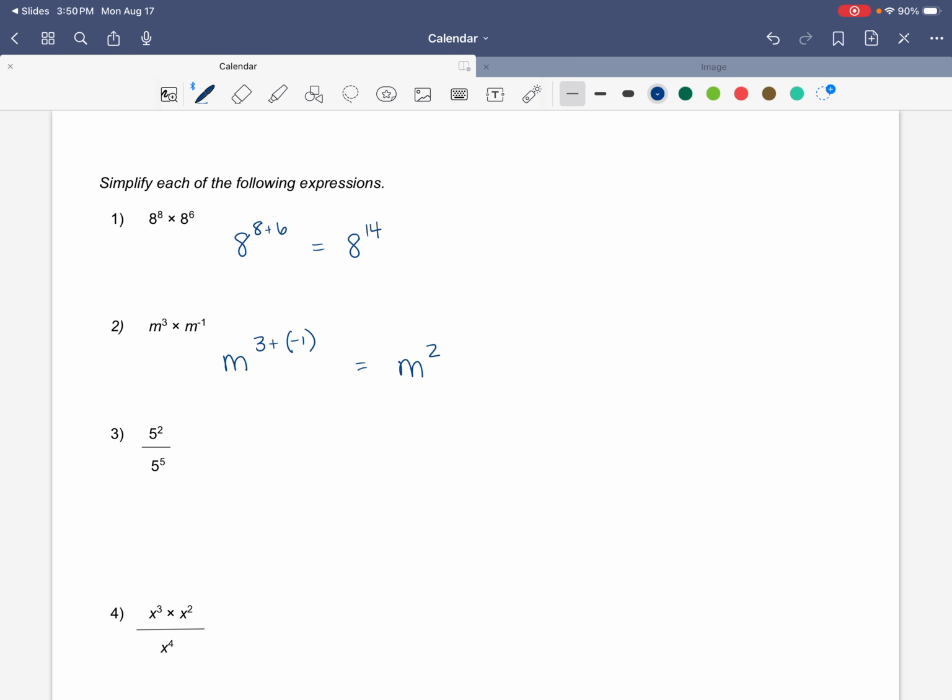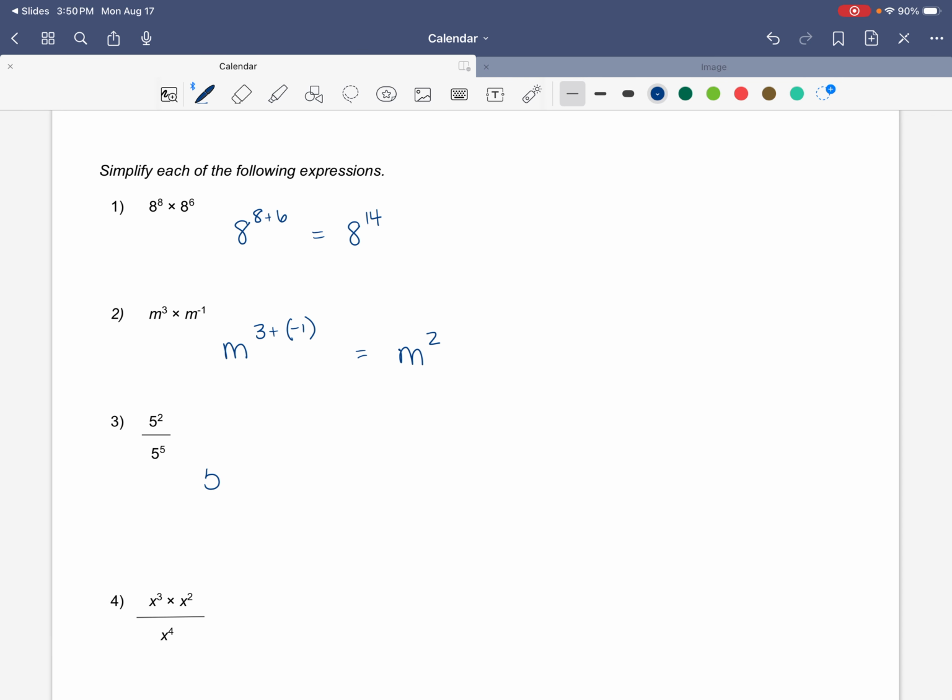Okay, for number 3, I am dividing, so I'm going to subtract. Remember, it is top minus bottom. So I have 5 is my base, and then 2 minus 5 will give me 5 to the negative third, but generally we don't like to leave it as the negative exponent. So remember, we're going to reciprocate it. So put the base over 1 or under 1. And then instead of negative 3, it's going to be positive 3.